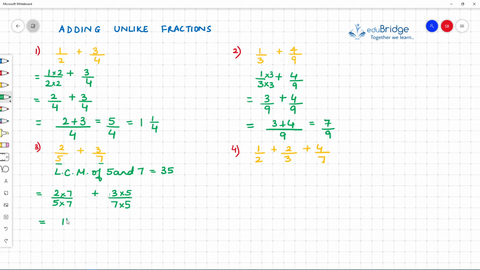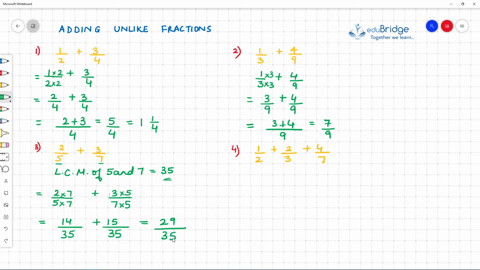Let's solve this. 7 2s are 14, 5 7s are 35, plus 15 by 35. You got your LCM now, 35. By adding, 14 plus 15 is 29 by 35. So that's your answer.